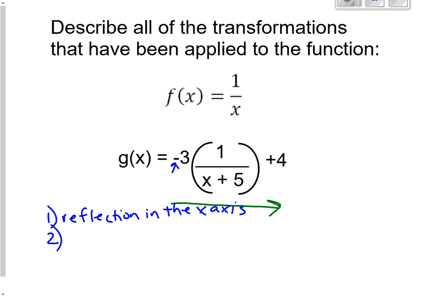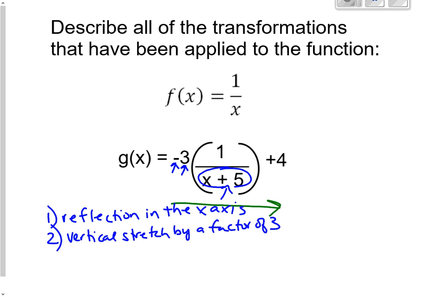And then from there, I see that I have a 3. And that 3, again, it's outside of my function. It's being multiplied to the whole function. So that is my vertical stretch by a factor of 3. Now, if I keep moving on, the next thing I have is this plus 5. It's being added directly to the x variable, which means it's going to be moved 5 to the left. And then lastly, I have this plus 4 at the end. It's being added to the whole function, so it's going to be 4 up.